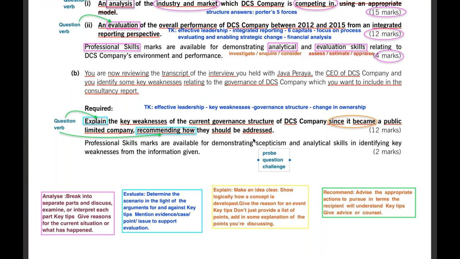So how to do that? In order for one point to get 2 marks, you must make sure it's not just about the what that you are writing there. You must have the why and the how. The why and the how that you must have should be in the context of the case.